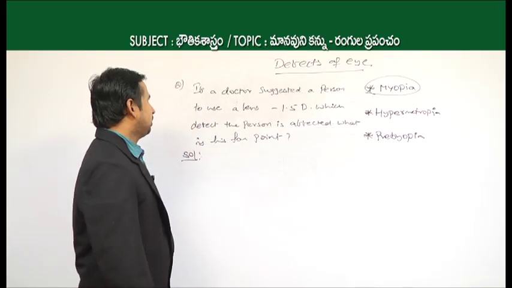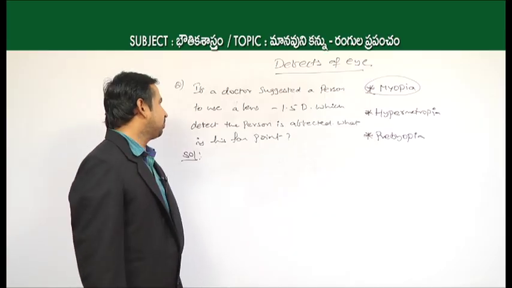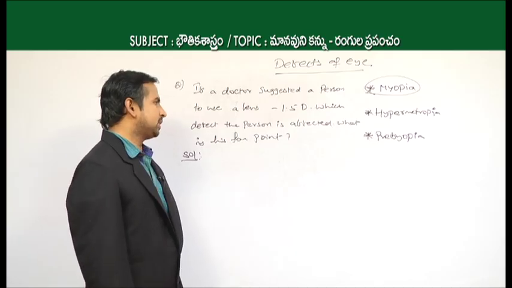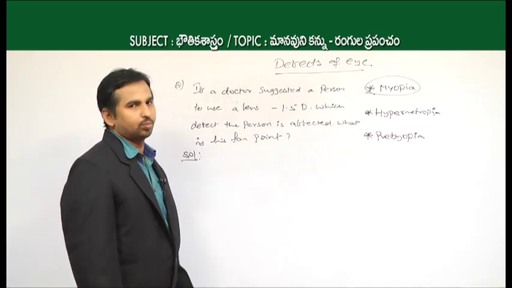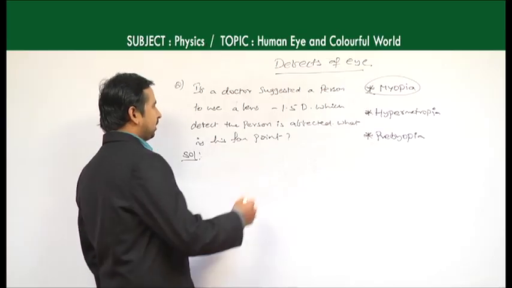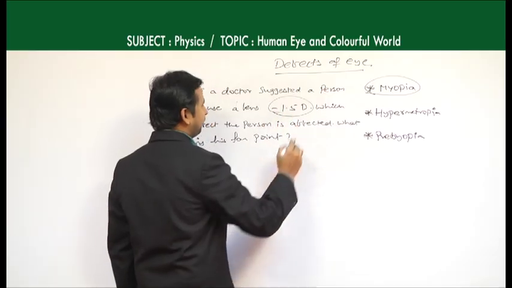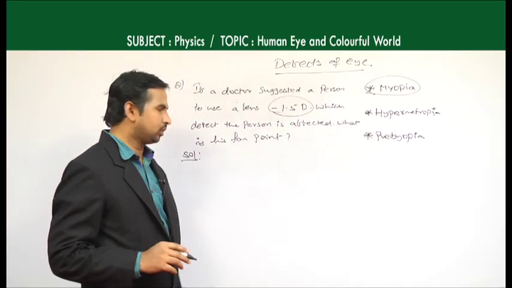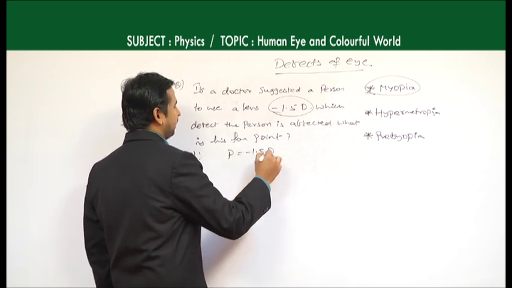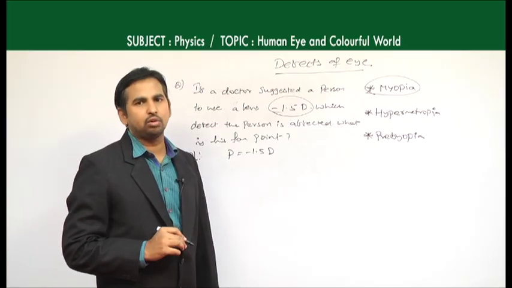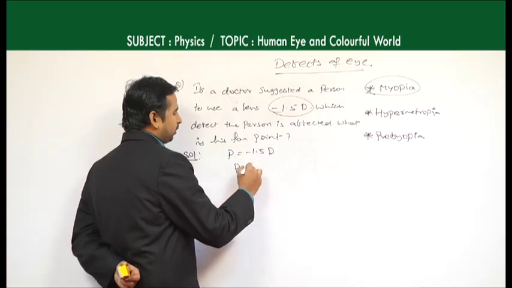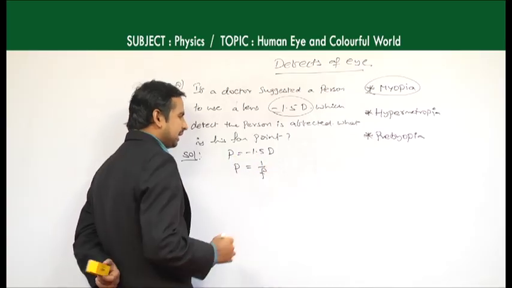Now, if you see one question here: if a doctor suggested a person to use a lens of minus 1.5 D, which defect is the person affected with and what is his far point? Here, the power of the lens is given in terms of D, where D means diopter. So, the power of the lens P is equal to minus 1.5 D. As the power is given, we can find the focal length from that, P is equal to 1 by f.